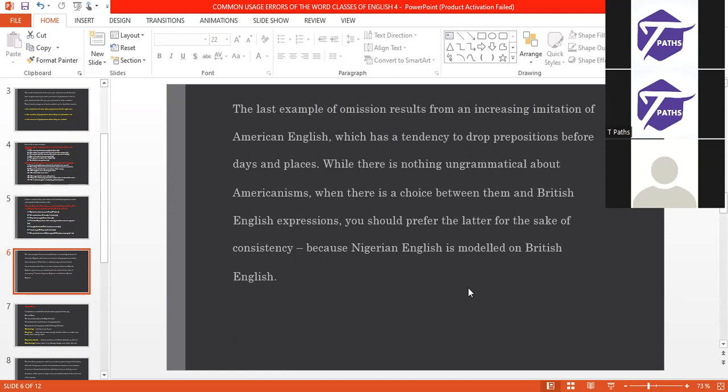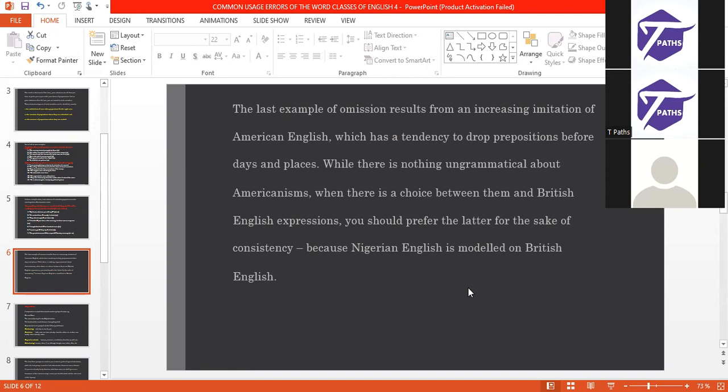Remember, I've stated this over and again. American English is correct, British English is correct, Nigerian English is correct, but you cannot use two of these Englishes in an exam. You can't write Americanism, you can't write Nigerianism. You can only write the British English expression, because your examiners, WAEC and JAMB, understand that this is the acceptable English expression for exam purposes, for JAMB purposes, for IELTS purposes, and so on.